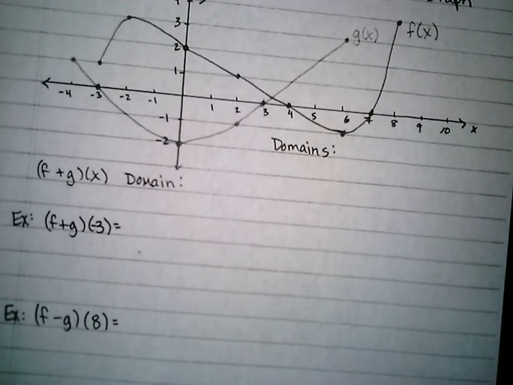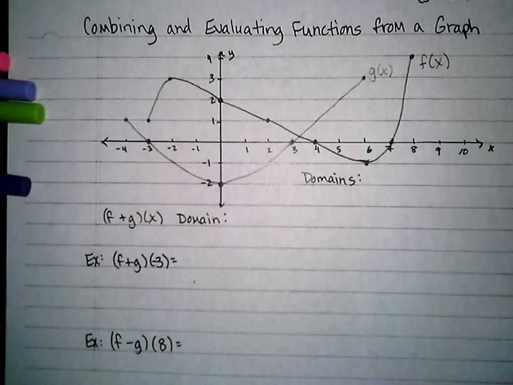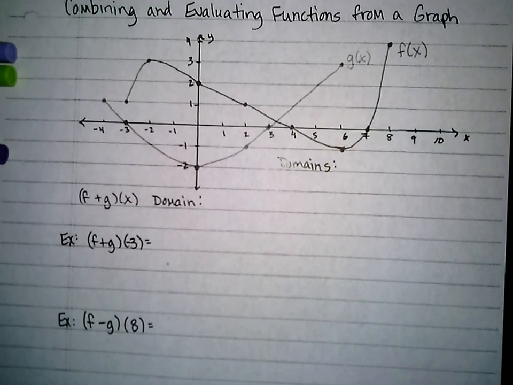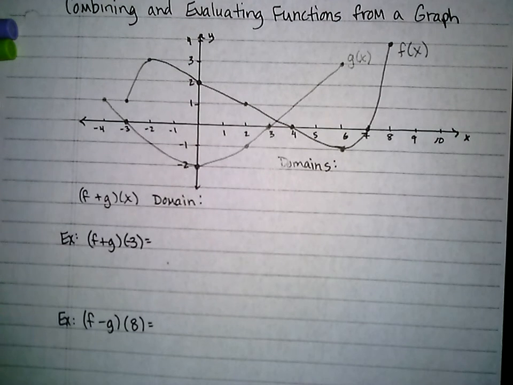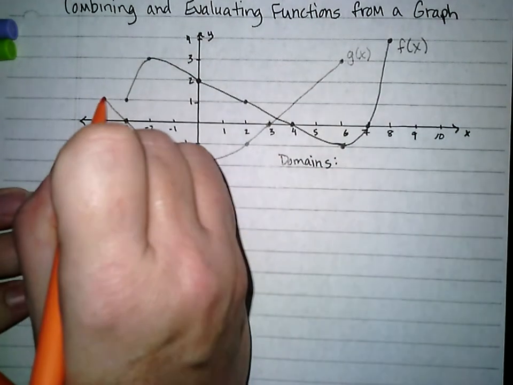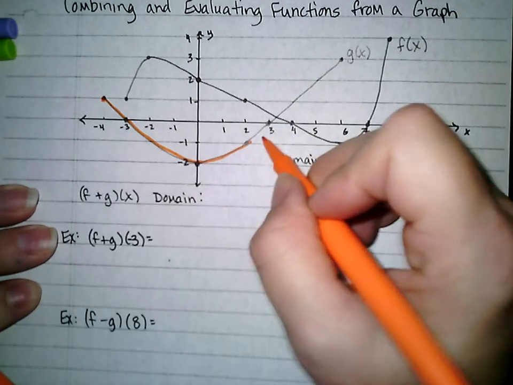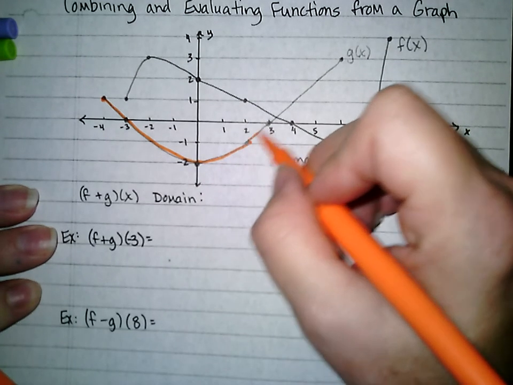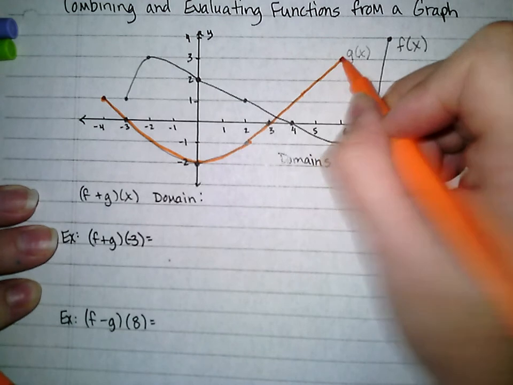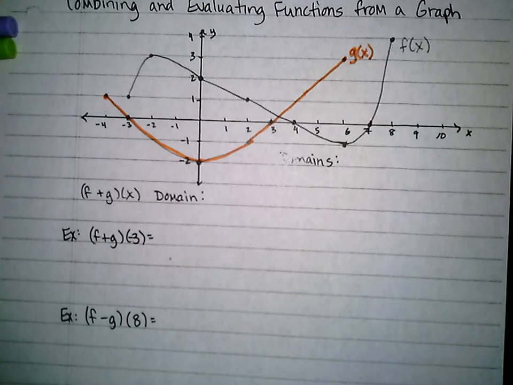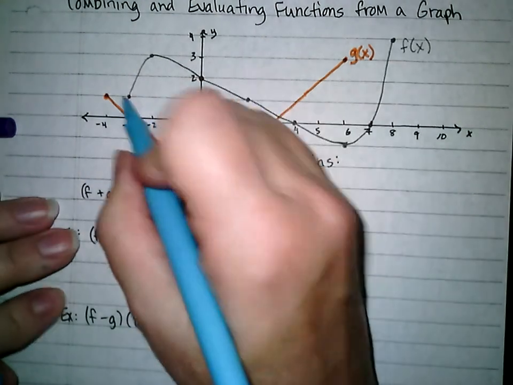All right, now let's look at a graph. So we're going to be combining functions and evaluating functions from a graph. So we've got f of x and g of x. So I'm just going to color these so that it's a little bit easier. Darn it, I colored the wrong one, the wrong color. It's fine, we can work with it. So g of x is going to be our orange function, and I'm going to make f of x blue.